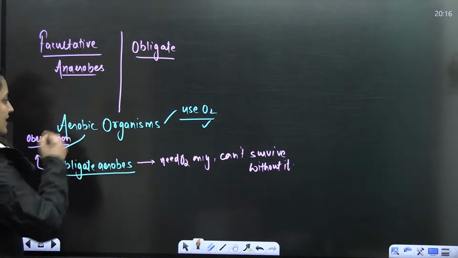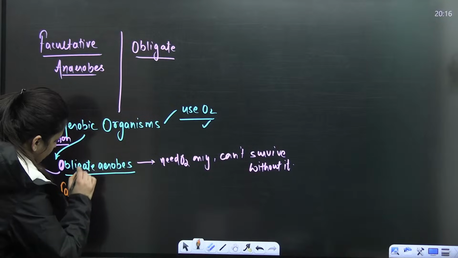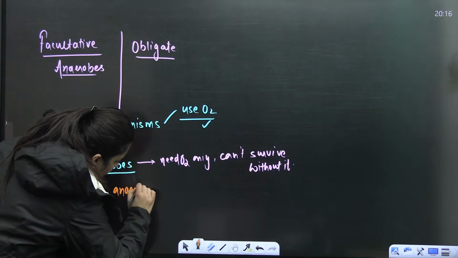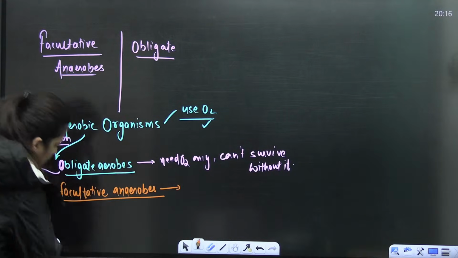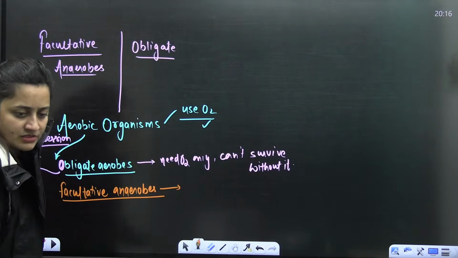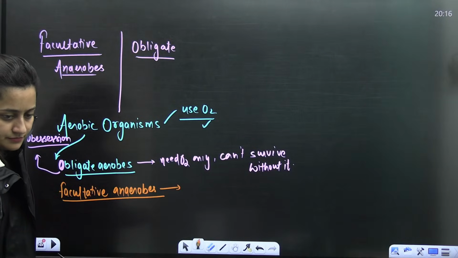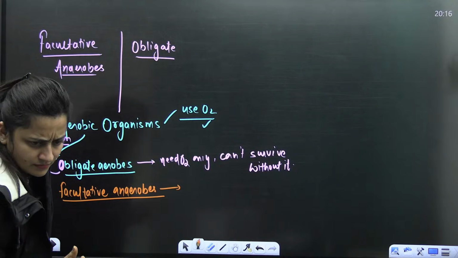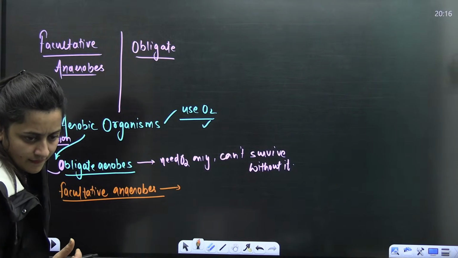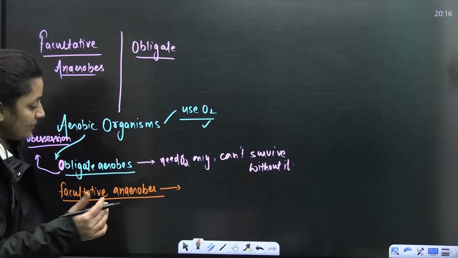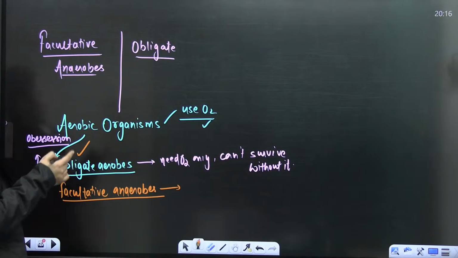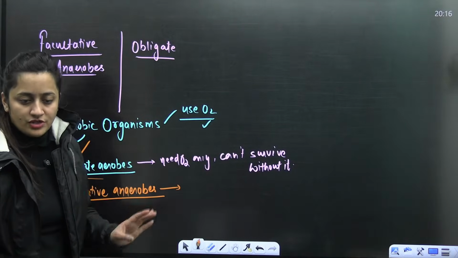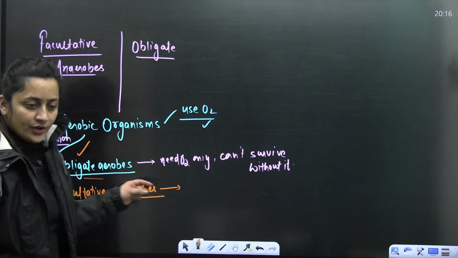So there is another category of the aerobic organisms, that is facultative, but here you have to put the word anaerobes. Yes, you heard me right. If I am saying obligate aerobes, I am saying they need oxygen. If there is no oxygen, they will die. They will not be able to survive. Are you getting my point?